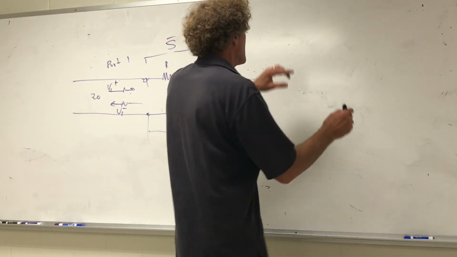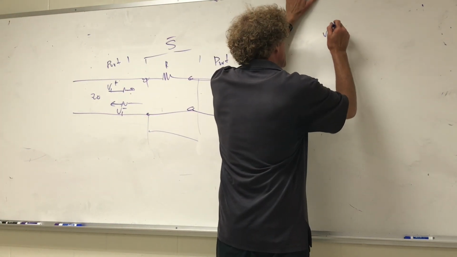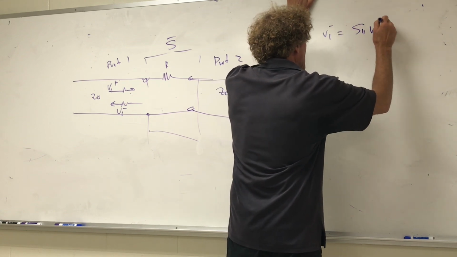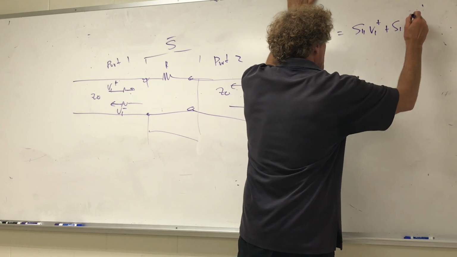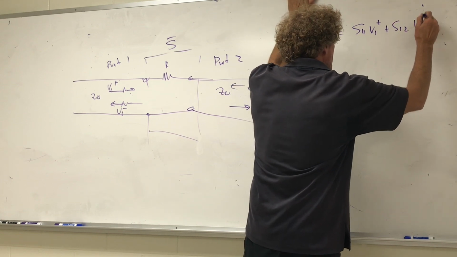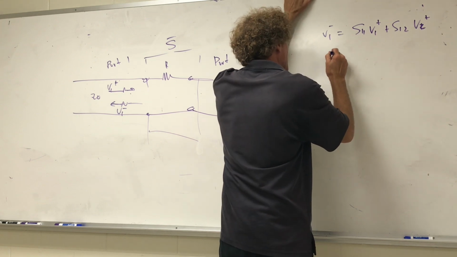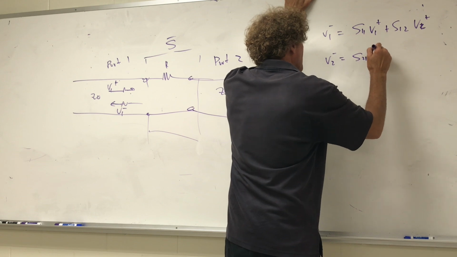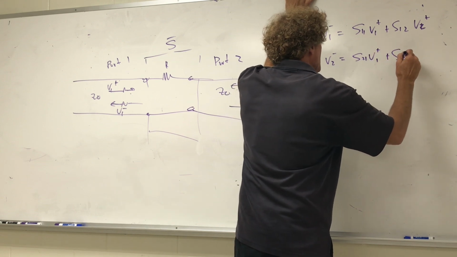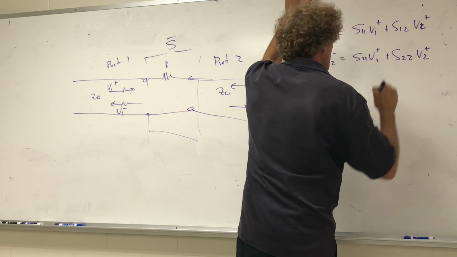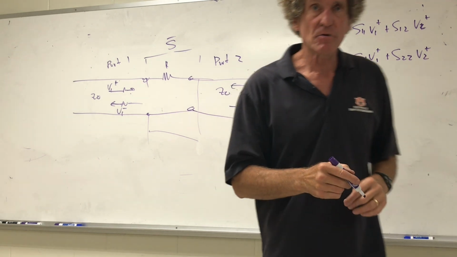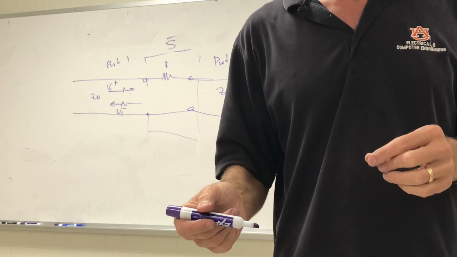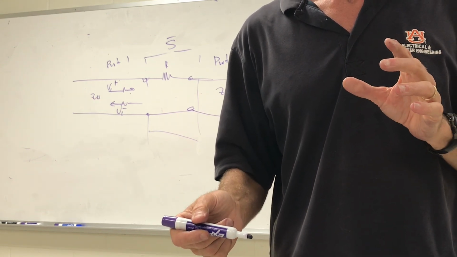So if you look at what V1 minus is defined as, it's S11 times V1 plus, plus S12 times V2 plus, and then V2 minus is equal to S21 times V1 plus, plus S22 times V2 plus. Now that's the definition of the outgoing signals from either port based on the incoming. I want to make clear on that, all right?